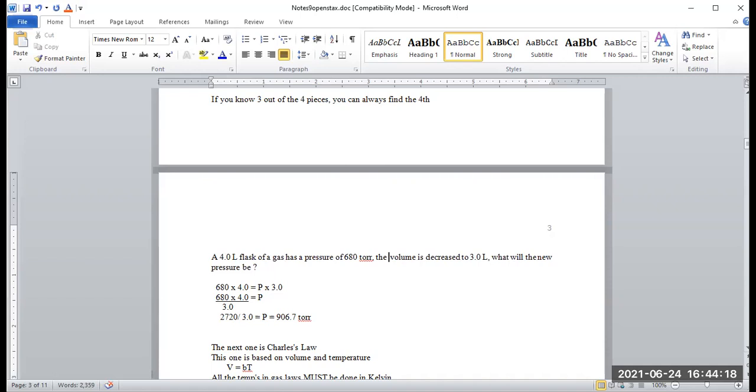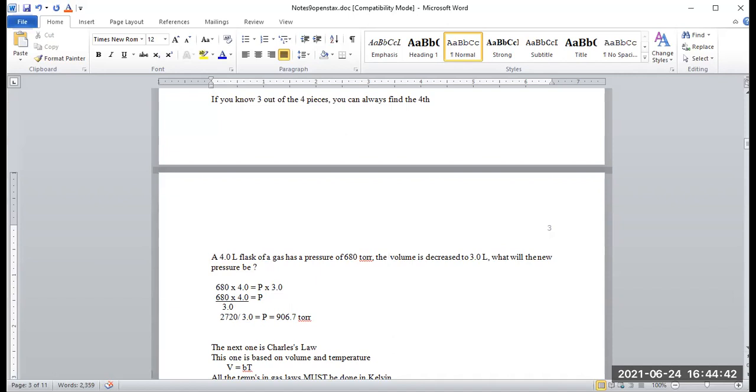I'm going to squash it and make the volume decrease down to 3. I want to find out what the new pressure is. So think about this from a concept point of view, okay? Before I even start the math, I can kind of make a prediction.